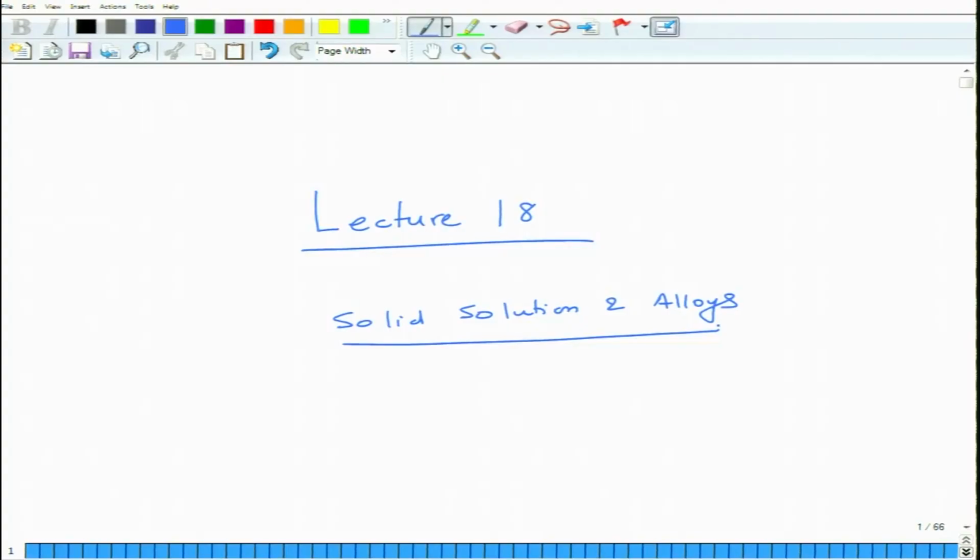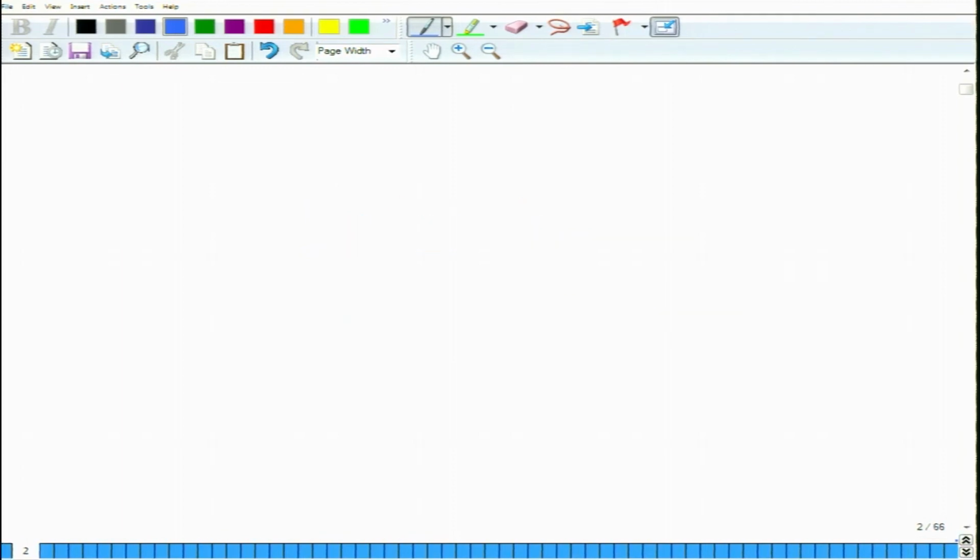We are again going to talk about solid solution alloys in this lecture 18, continuing from where we were in the last lecture. So in the last lecture we said that when you put an impurity in a material, the impurity may go to either a substitution site or an interstitial site. If it goes to a substitution site, it makes a substitution solid solution, and if it goes to an interstitial site, it makes an interstitial solid solution, and where it goes is determined by the size.